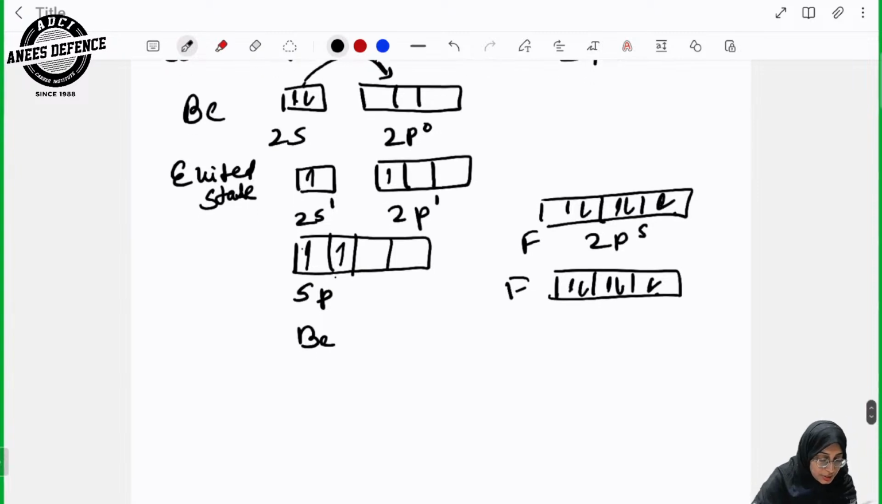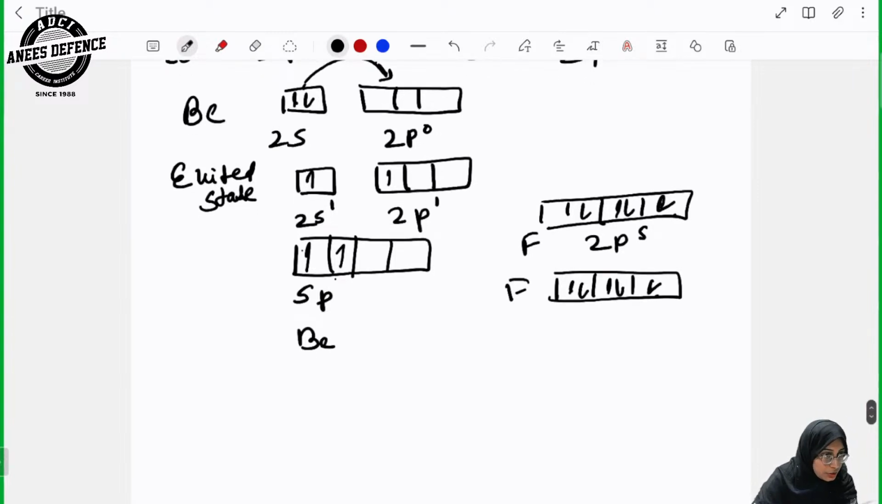So what type of hybridization is here? It is sp. New hybrid orbitals are formed, which are called sp orbitals, because they are formed from one s and one p.